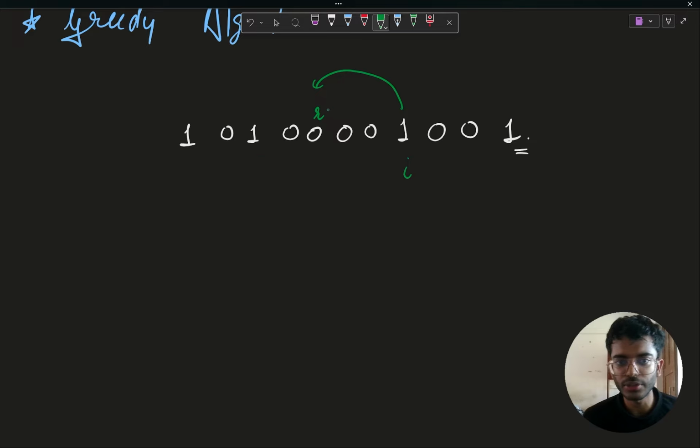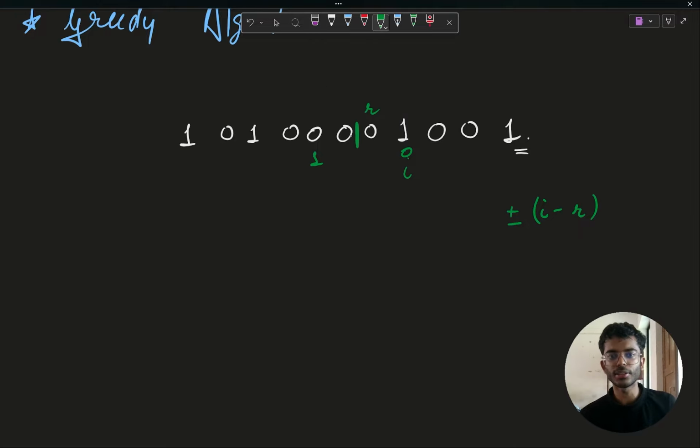This R was the first index where the string stopped being good. And now because I is greater than or equal to R, we can swap them and add I minus R to the answer. Right? This 1 will come here, this 0 will come here, and this R will come over here. Right? Because up till this index now, the string is good. All the prefixes are good.